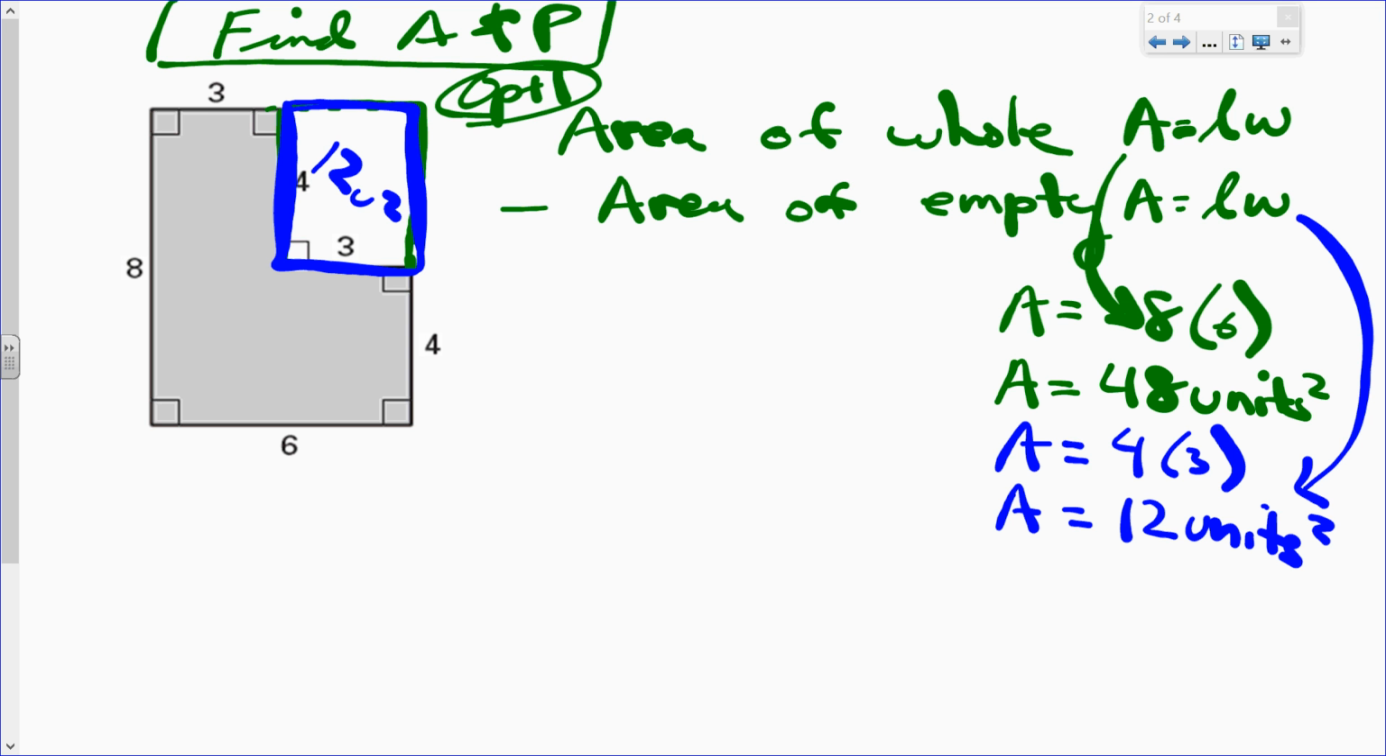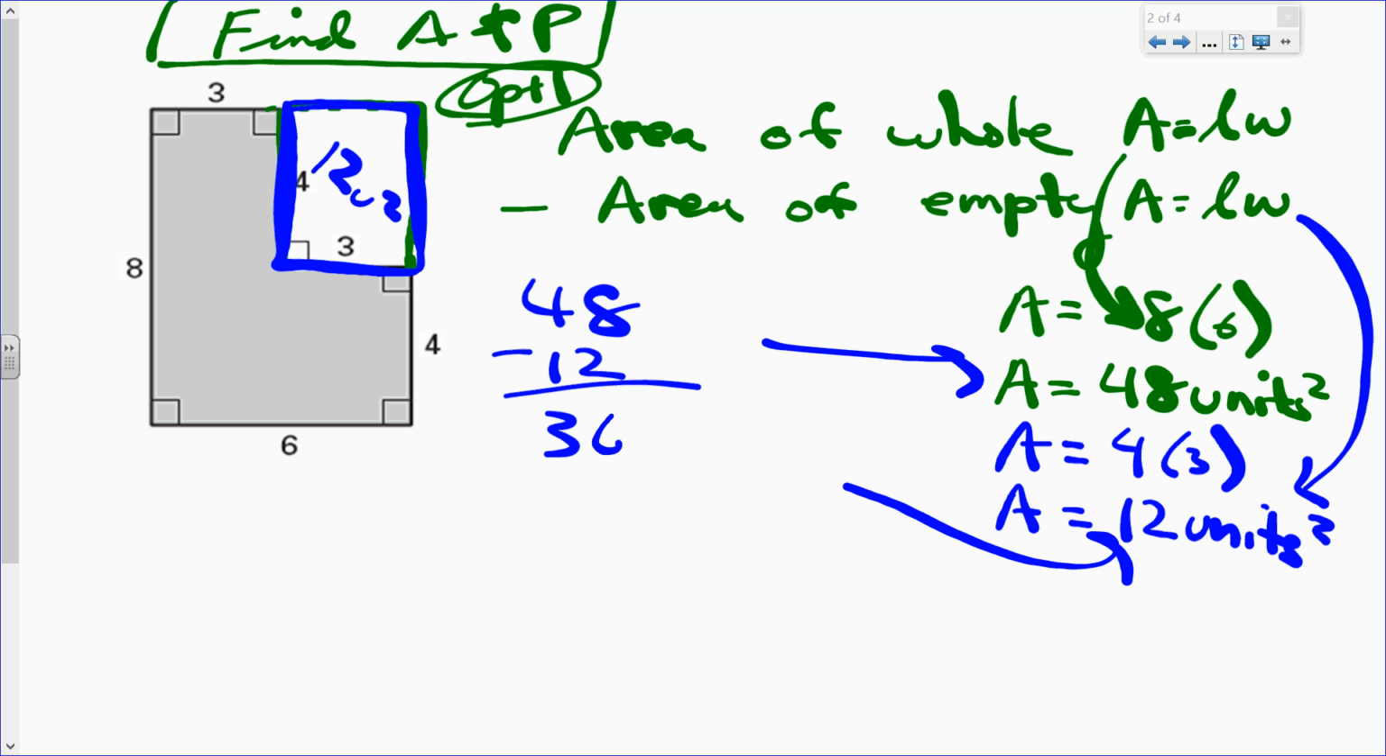Okay, so I'm going to subtract the two. I'll take the area of everything, which was gray and white. Okay, this is gray and this is white. All of this gray and white was 48. The white empty was 12. Let's subtract those puppies, and it's going to give me what's gray. 36. 48 minus 12, 36 what, Cortez?